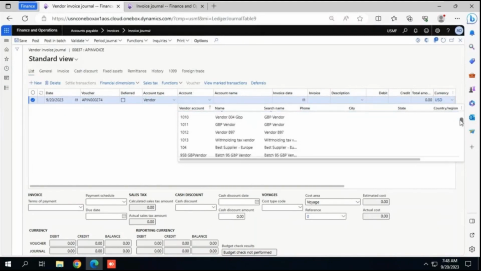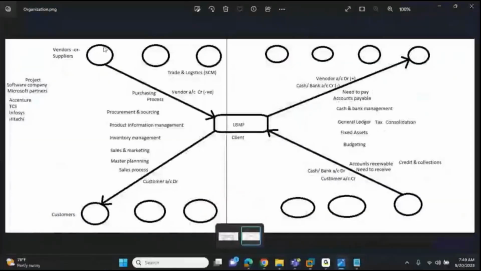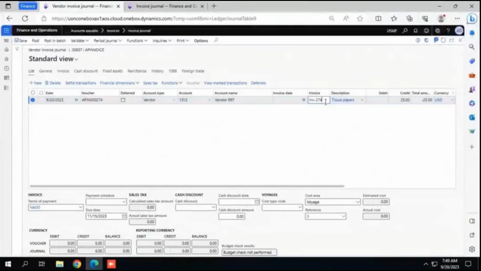Now, from which vendor are you purchasing? I am selecting one vendor. What are you purchasing? Suppose tissue papers. How much cost? $25. And what is the invoice number? Because you will receive an invoice copy for this material. The vendor will give the invoice copy, and that vendor invoice number you need to enter.